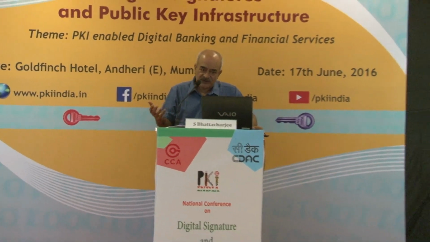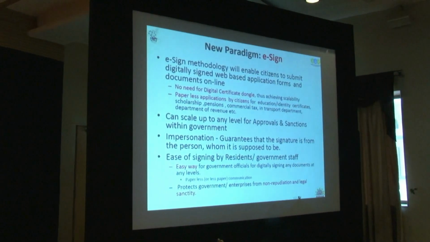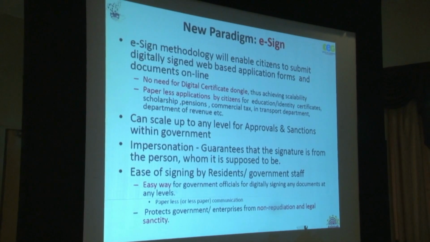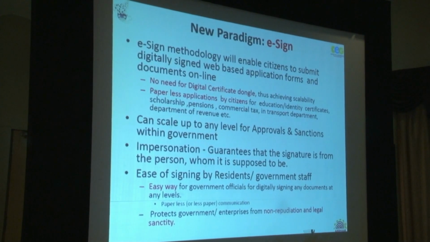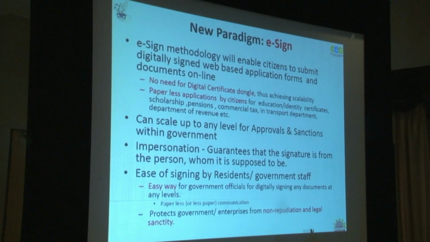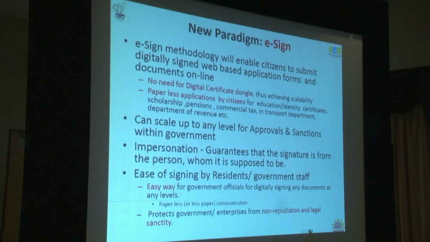I am not going to talk about the major things because the Commander already spoke about many of these, the eSign architecture, and probably in the morning CDAC had already covered that. eSign methodology: no need for a dongle. And now a paperless application by the citizen. The citizen does not have to go to the department after filling up all these forms, and stand in the queue and submit it. No, it can be completely online, right? It can scale up to any level. With the eSign architecture you don't need any dongle, you just need an Aadhaar and your fingerprint, that's it. With that, I can scale up.